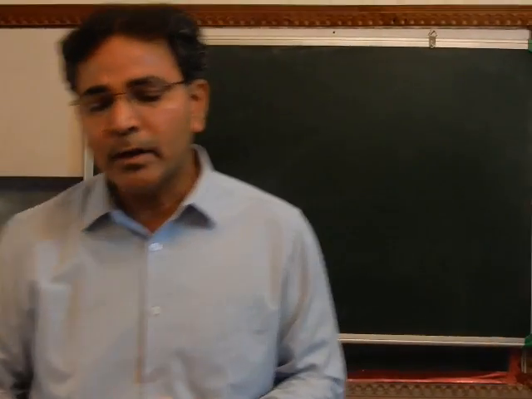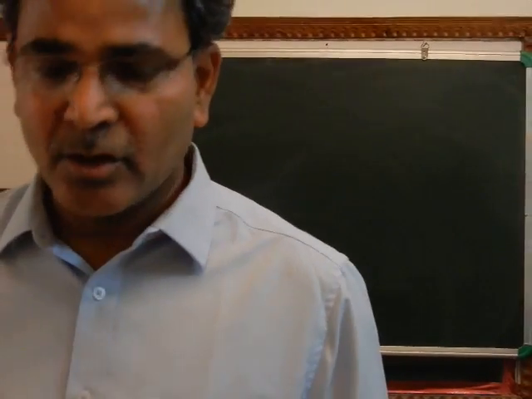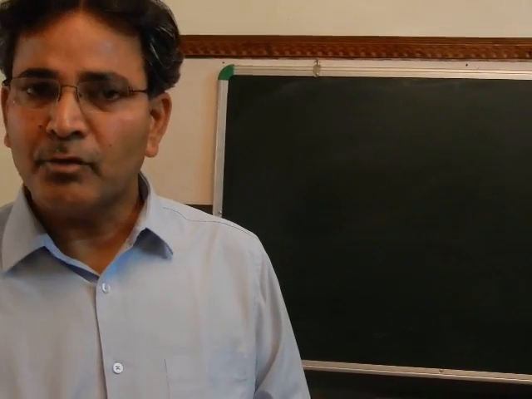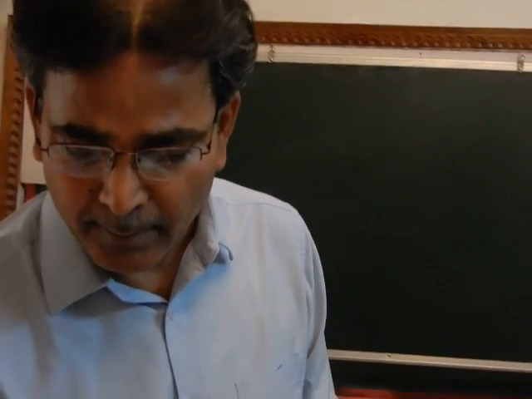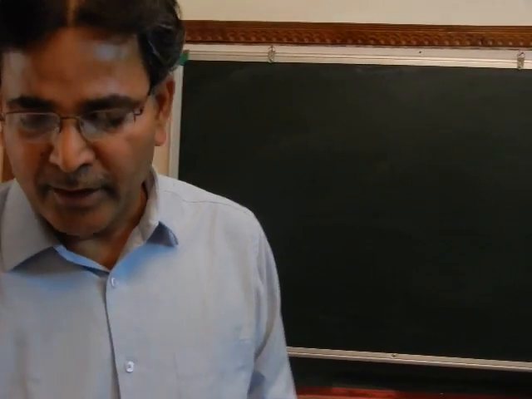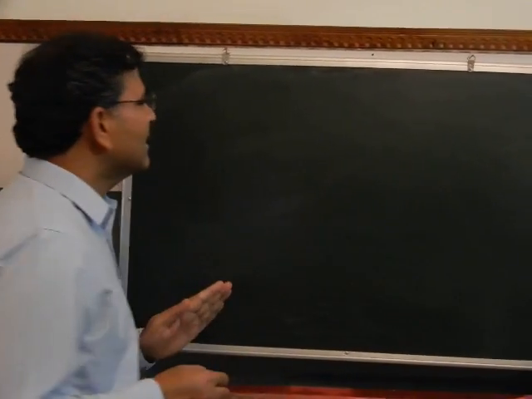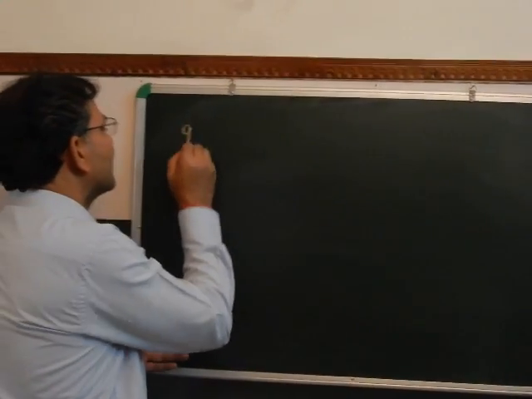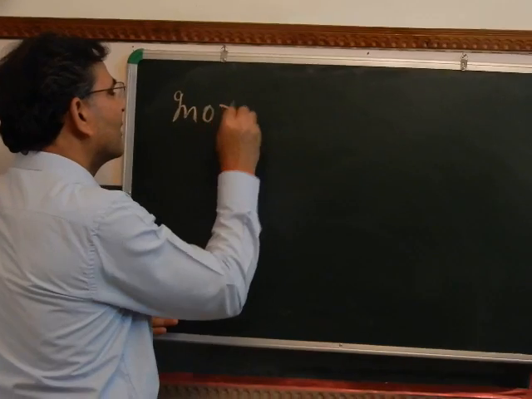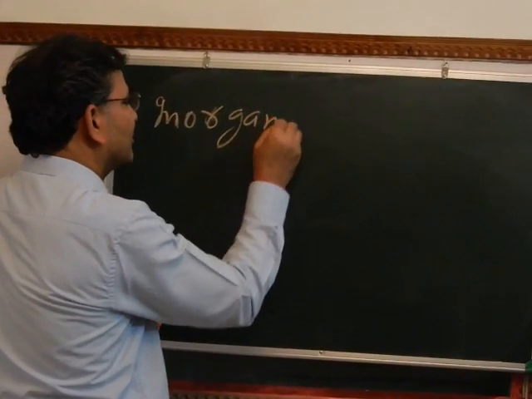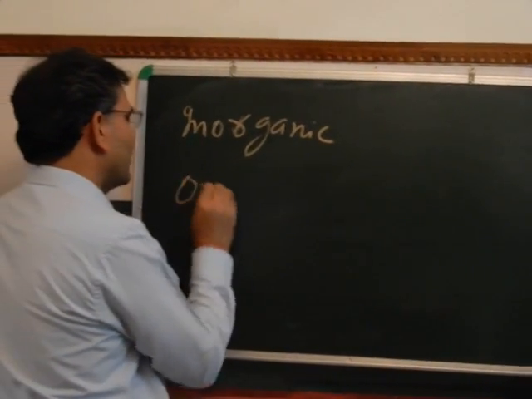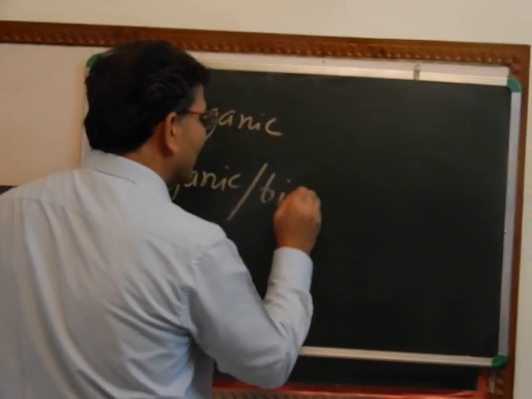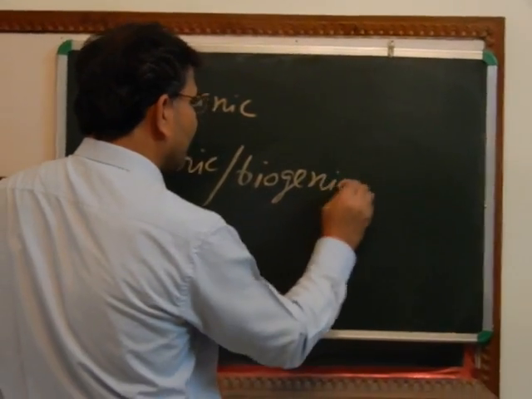We will discuss all these three types of sedimentary structures which are formed at the top surface of the bed, which are formed at the bottom surface of the bed, or which are formed within the bed. Generally, in the classification of sedimentary structures, there are two types. Number one is inorganic sedimentary structure, and the second is organic sedimentary structure or biogenic sedimentary structure.